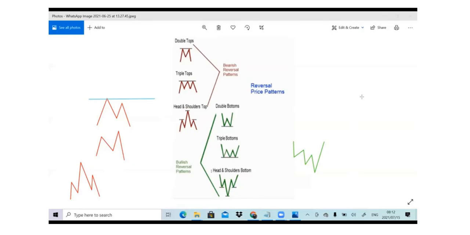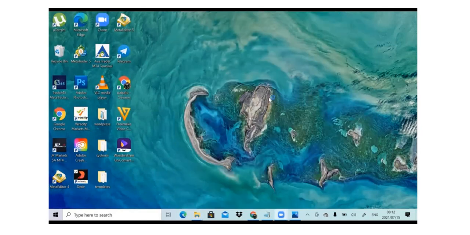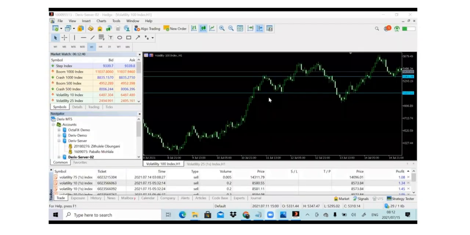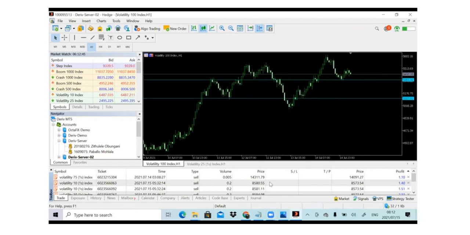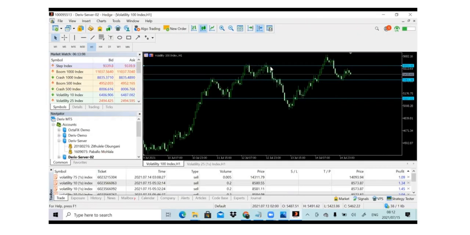So let's just go here and go to the market. Let's come to the market and identify. So we have our double top, double bottom, triple top and triple bottom, and head and shoulder. We have a double one. Here's our line. 1, 2.